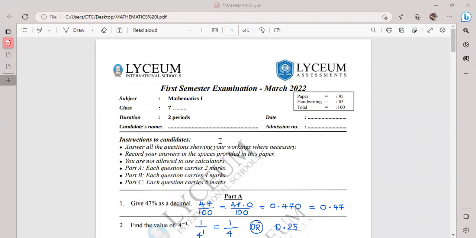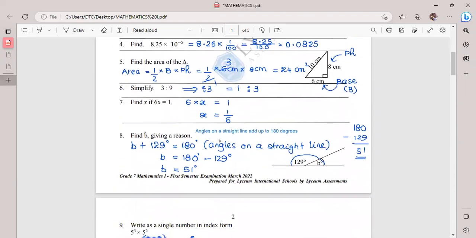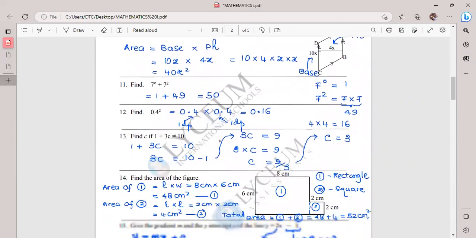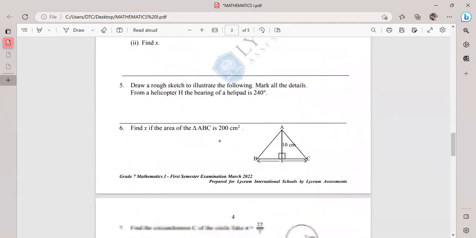So this is March 2022 paper 1 and I have done part A in the previous video. If you have missed it, first of all you go through that video. I have given all the answers for part A there. Then with this video, I'm planning to discuss the questions in part B. And we'll see how many questions we have in part B.